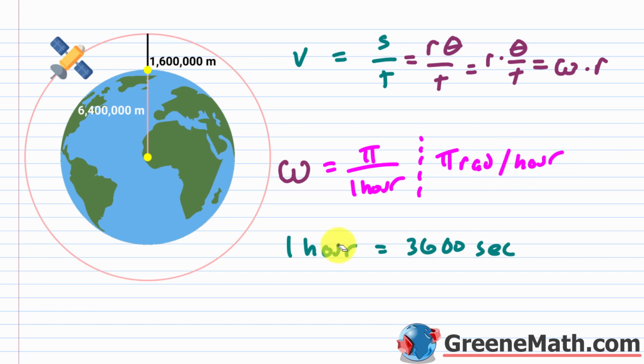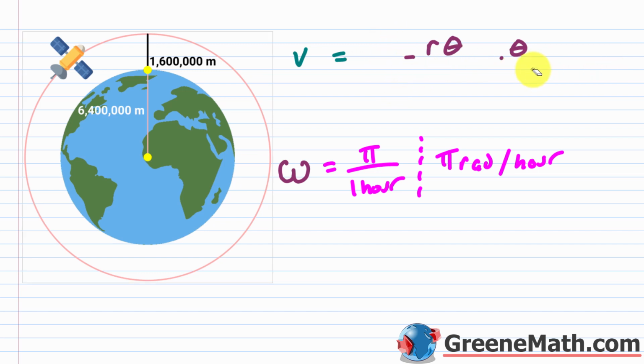Okay, so now that we understand that part, remember, if we want to get the linear speed, all we have to do is multiply this by the radius. Let me actually slide this down. And I'm just going to throw this in here. This pi over 1 hour. And all I have to do is multiply by the radius. Now, it's a little bit tricky. That's why I drew this picture.